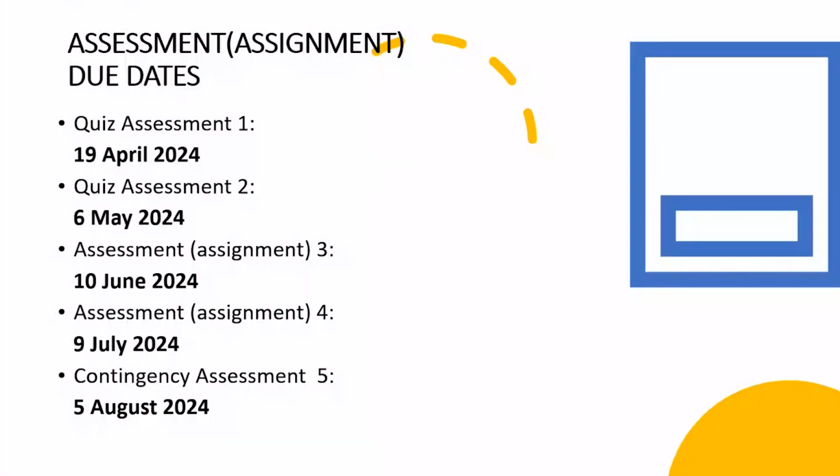The 19th of April is the first due date. That is when the MCQ, your quiz assessment, is due. Please complete this. Some of you have been asking, where do I find assessment 2, 3, 4, or 5? You will only find assessment 2 after the 19th of April. On the 20th of April, it will be made available. Assessment 3 will be made available on the 7th of May, the day after assessment 2 is completed.